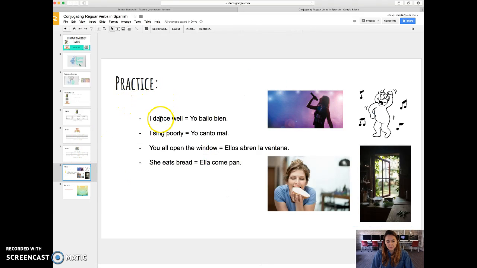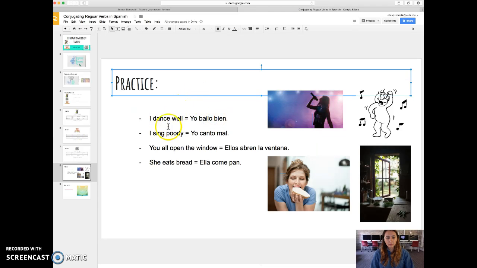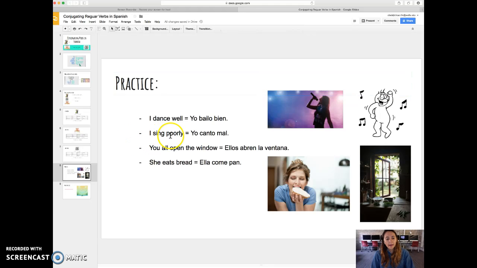Let's practice. I dance well. I is the subject, yo. Dance, bailar. Well, bien. So to dance is bailar. You drop the AR and add the O ending. I sing poorly. Yo canto mal. So to sing is cantar, but because it's a yo form again, the ending is an O.